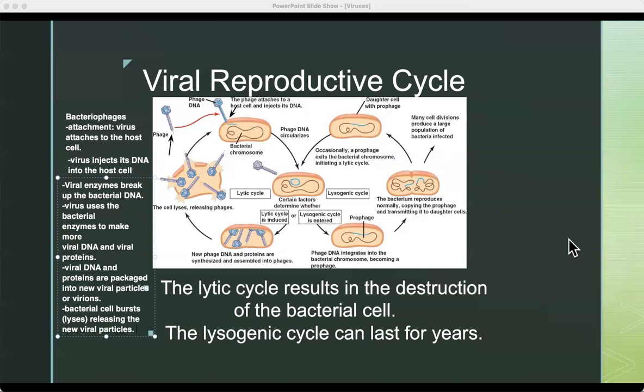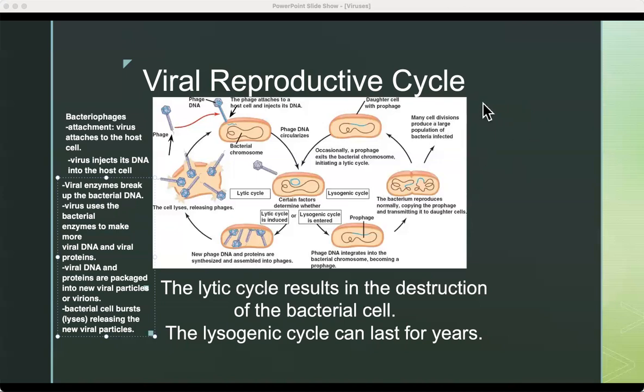Okay, so this is the lytic cycle. The bacterial cell is infected by the phage virus. The virus injects its DNA. The viral DNA breaks up the bacterial chromosome. The virus uses the bacterial enzymes and machinery to make more viral DNA and proteins. These are packaged up into new virus particles, or virions. The bacterial cell lyses or bursts, and those virus particles are released.